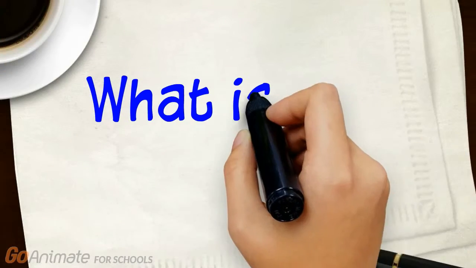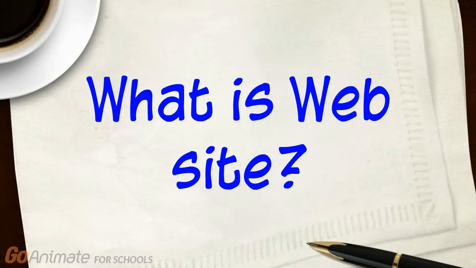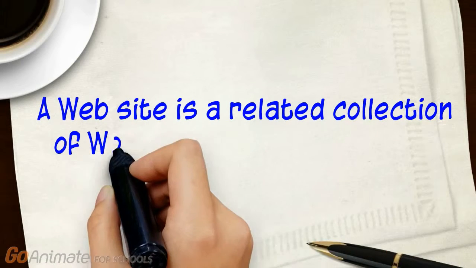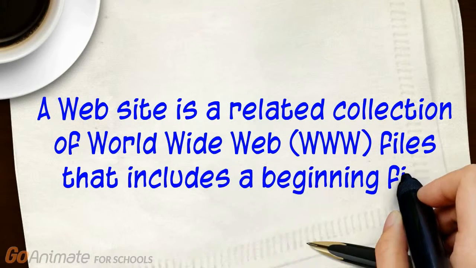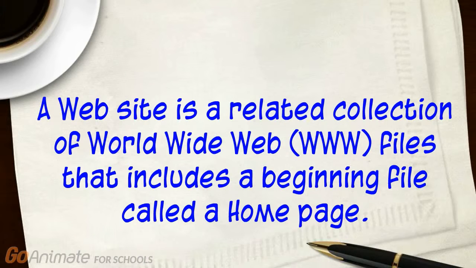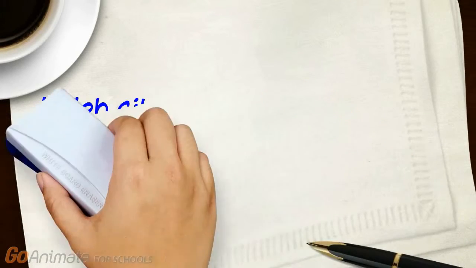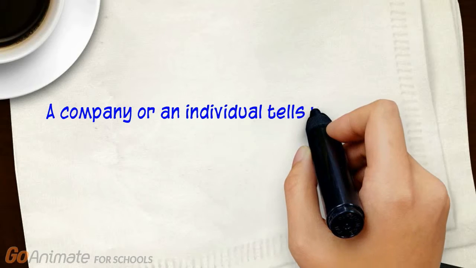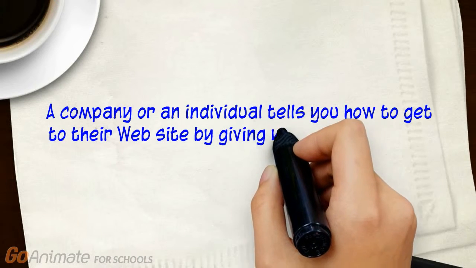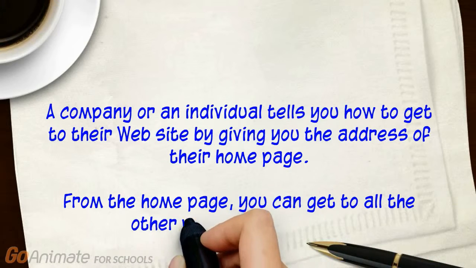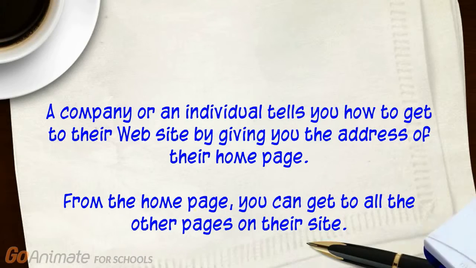Then, what is a website? A website is a related collection of World Wide Web, www, files that includes a beginning file called a home page. A company or an individual tells you how to get to their website by giving you the address of their home page. From the home page, you can get to all the other pages on their site.